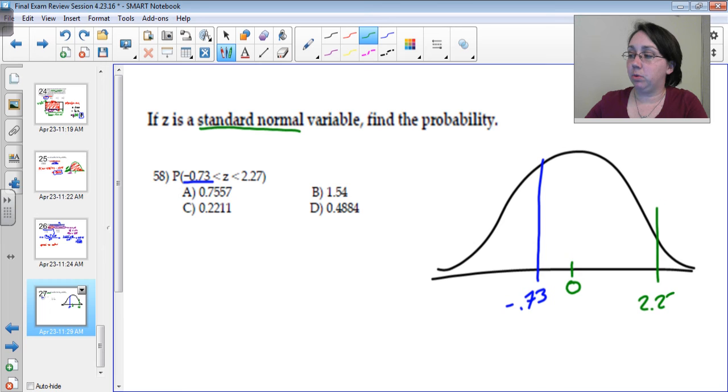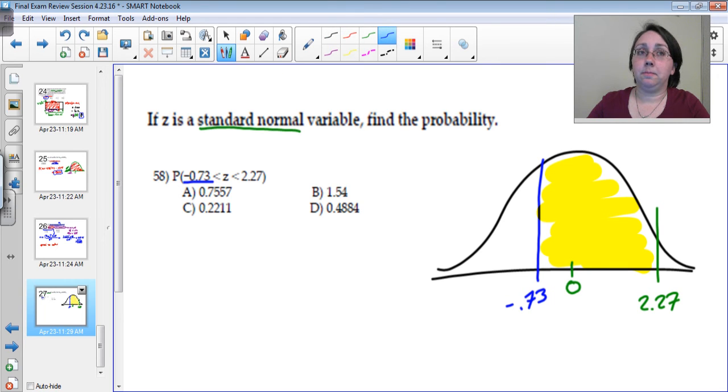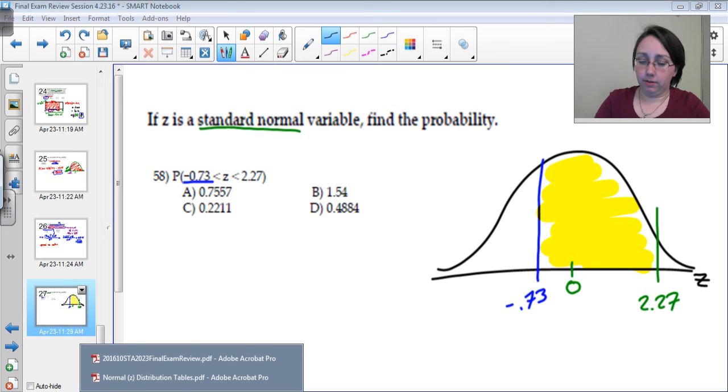We go all the way to 2.27. I don't expect you to draw it to scale, but if you do, it can make more sense to you. Just be careful. What are we looking for in this bell curve? Yes, this area in between. How do you find it? Those are z-scores. Look up negative 0.73 and 2.27 in the z-table.